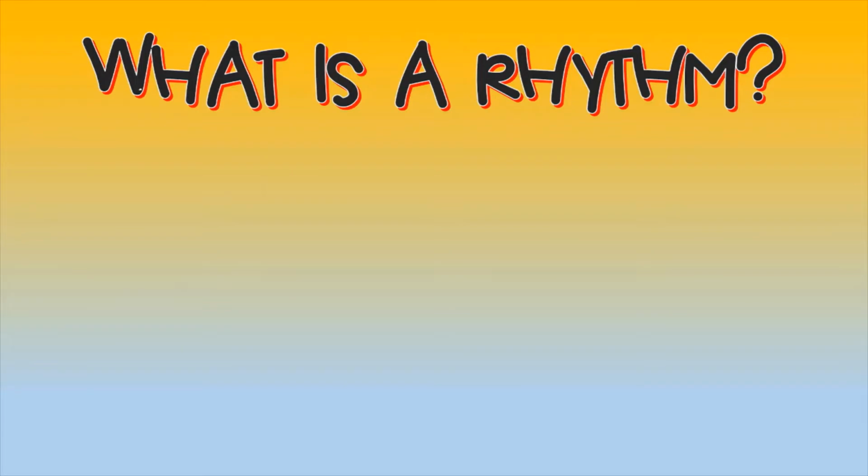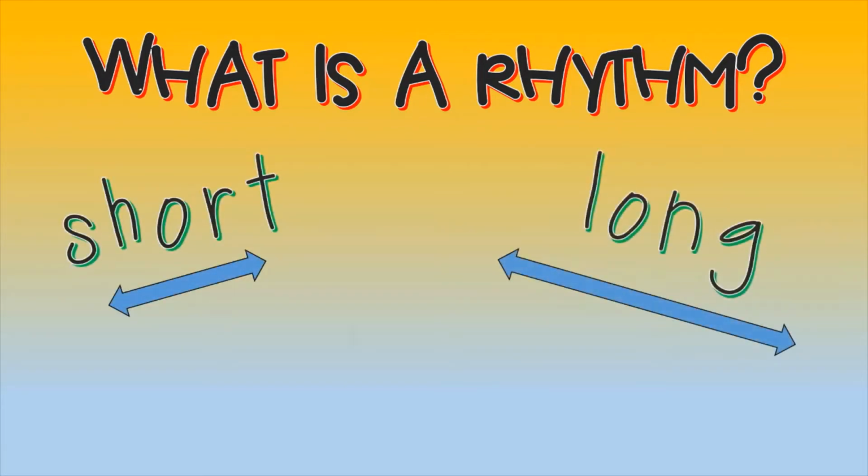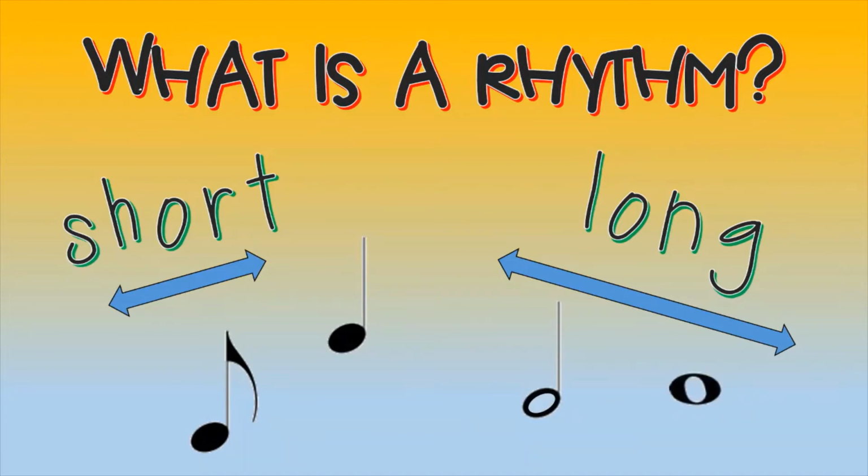Beat is steady and even, but rhythm is made up of short sounds and long sounds. We use different shapes called notes to show the different lengths of the sounds that can be made. Each note looks a little bit different, so you can tell them apart.